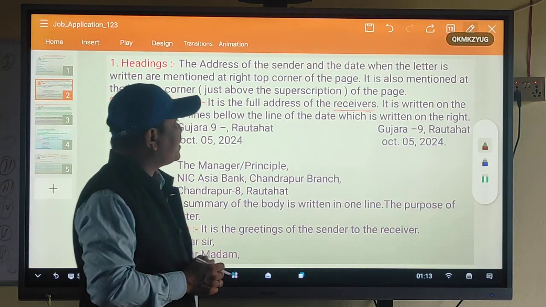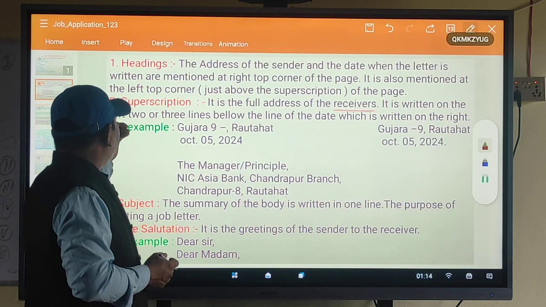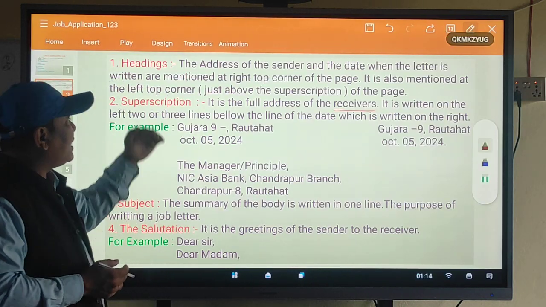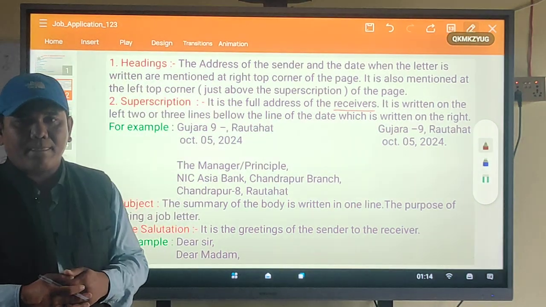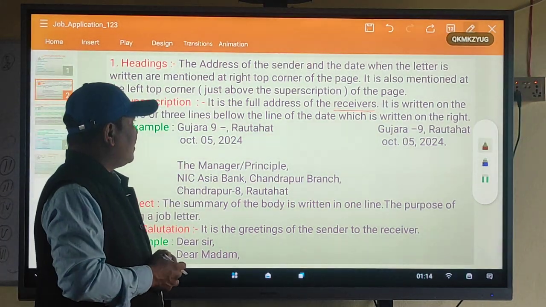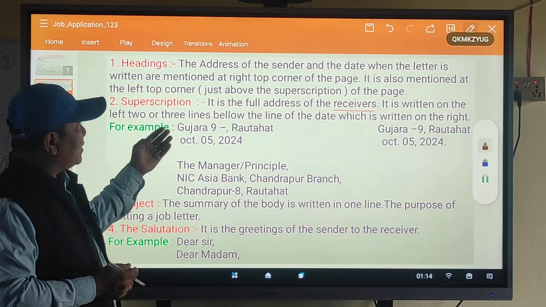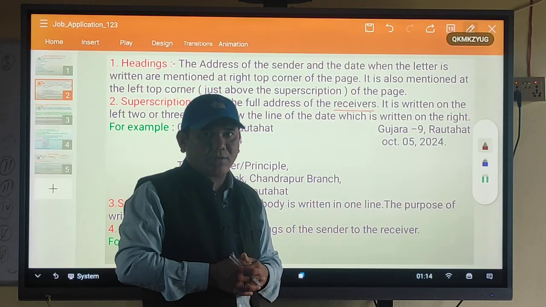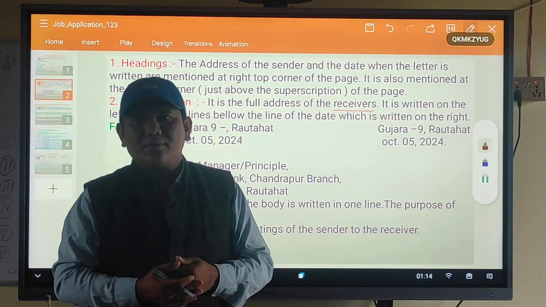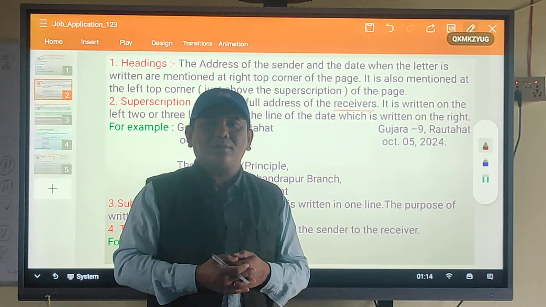It is the full address of the receiver. It is written on the left, 2 or 3 lines below the line of the date which is written on the right. First of all, let me explain about the receivers. Who is the receiver? Please tell me, who is the receiver?